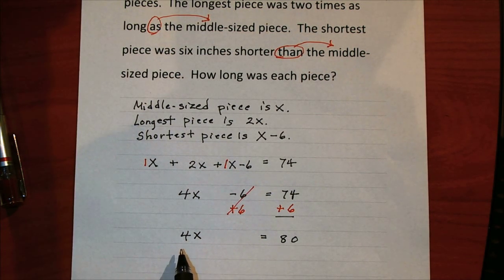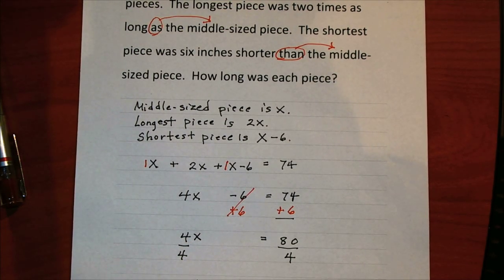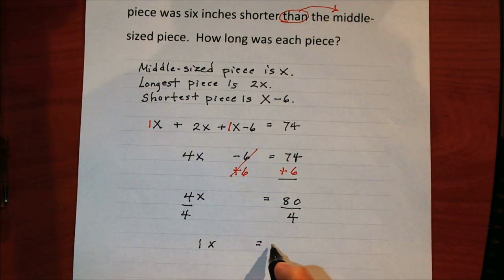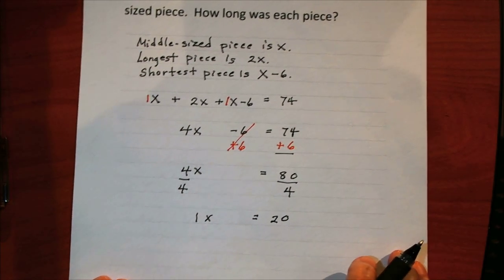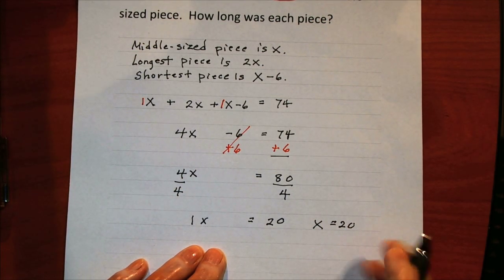Next step, to get rid of the 4, we do the opposite. 4x means 4 times x. It's multiplication, and we do the opposite of multiplying by 4. We divide by 4, and on both sides to keep the equation balanced. 4 divided by 4 is 1x equals 20. And algebra doesn't write the 1, so we just write x equals 20.